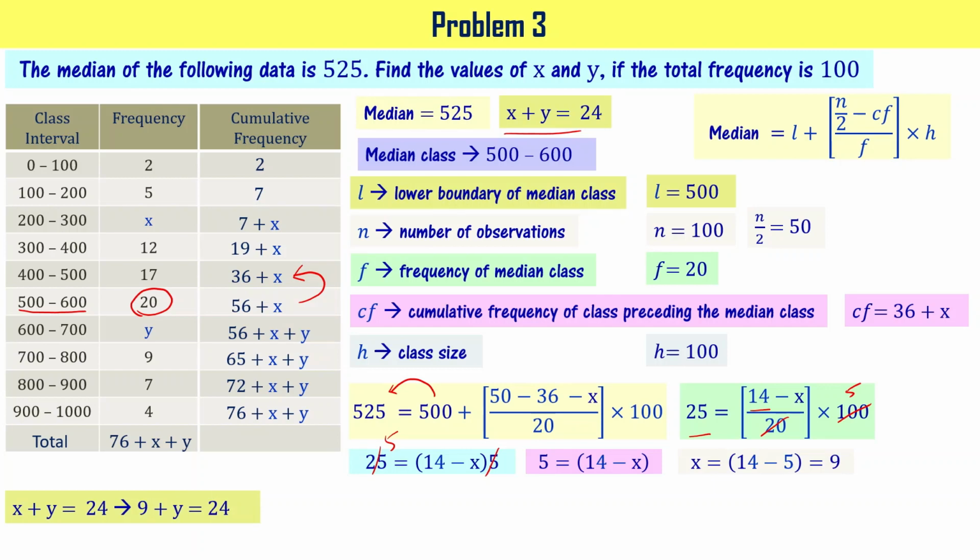When I substitute x equal to 9 into this, it becomes 9 plus y equal to 24, right? If you rearrange it, you get y equal to 15. So to answer the problem, x equal to 9 and y equal to 15 is the answer, right?